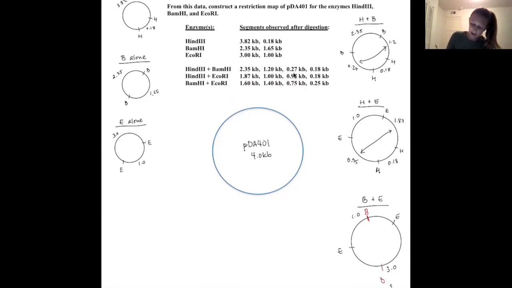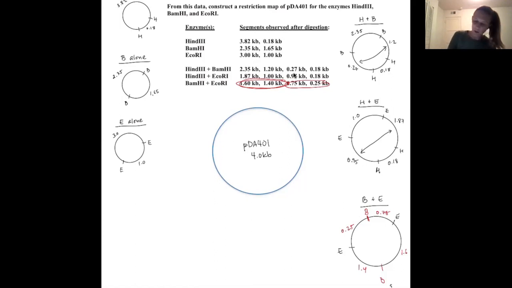And what you'll notice is that this one, if we cut that, we have 2 pieces that will add up to that, right? So we have 0.75 and 0.25 will add up to make that 1. And for the 3, these 2 add up to make 3, right? So I'm going to put 1.6 and 1.4 that would add up to make that 3, right? So this now will be our BAM eco.